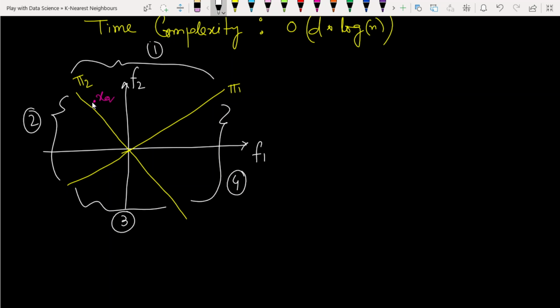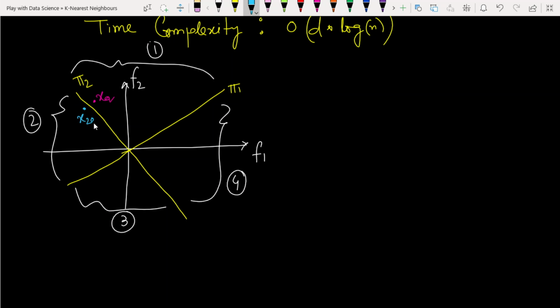So if the query point is here, from the above discussion we take the neighbor points from slice 1. But if we have a point, suppose x20, here, we would avoid this x20, even though it is the closest to this query point.